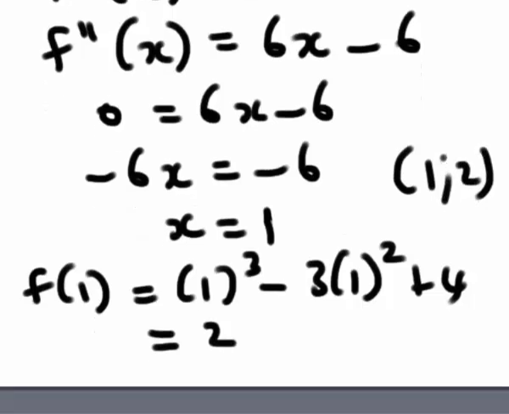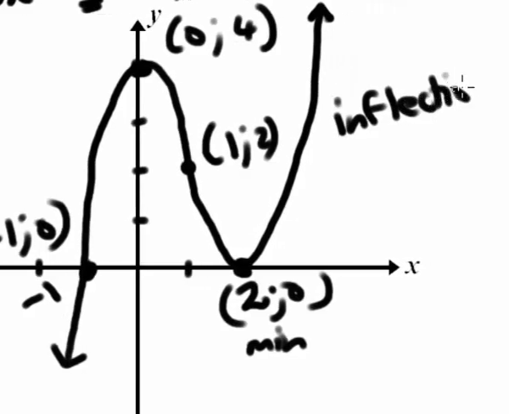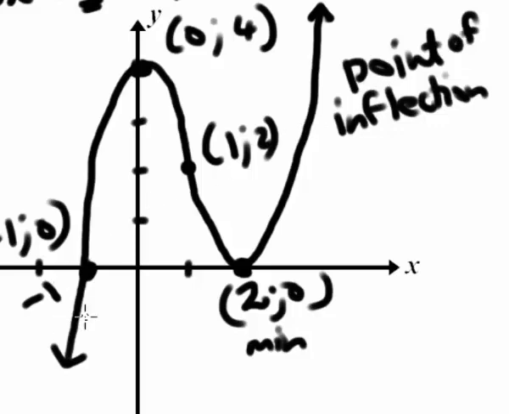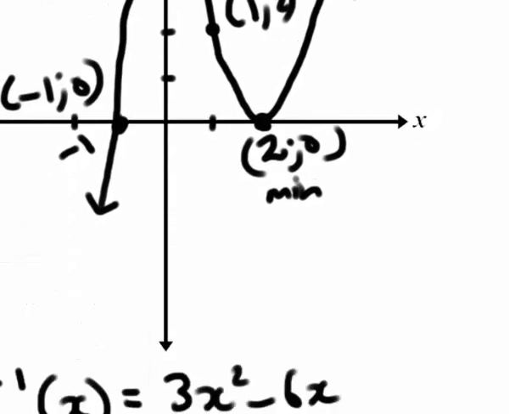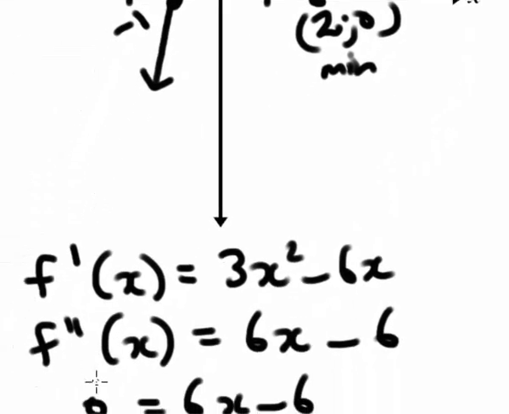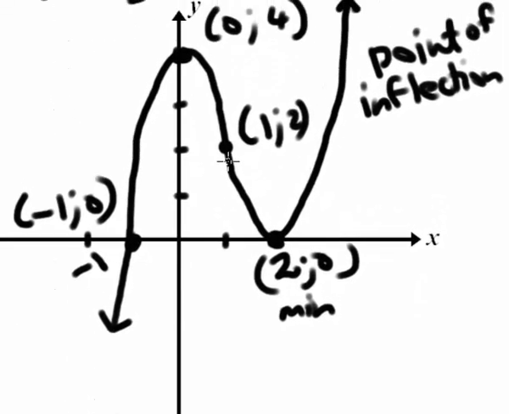Now let me explain that. At 1, 2, we've got what we call a point of inflection, an inflection point, where the graph changes its shape from sad to happy. By the way, there is a much easier way of doing this. You don't have to get the second derivative and put it equal to naught. That's, to me, a little bit complicated. Let me show you a brilliant way of getting the point of inflection.